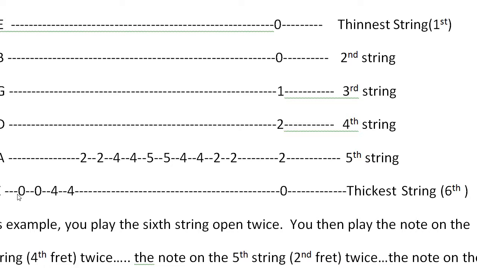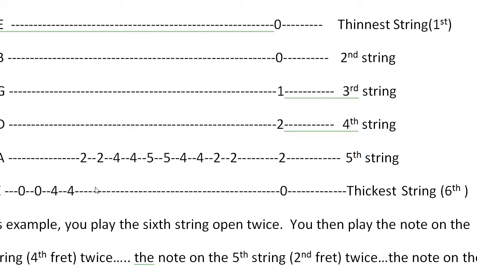Okay, and then you go to the A string or the 5th string, and on the 2nd fret you hit that twice. And then on that same 5th string, you hit it on the 4th fret, twice. And then on the 5th fret, twice. And then 4th fret, twice on that same string. 2nd fret, that same string, you strum it or hit that note twice. Okay, so those are pretty much single notes.